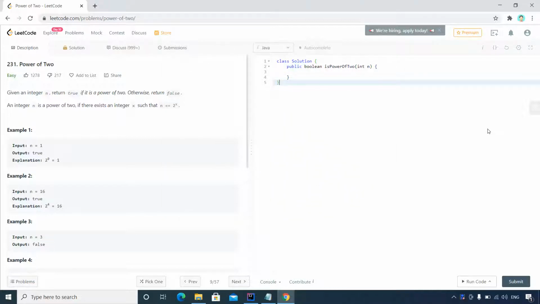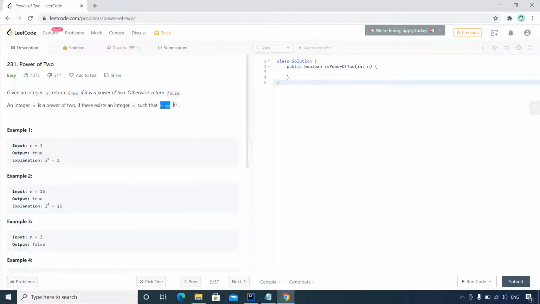Hi, so let's begin to solve the 231st problem, power of 2. It's a problem from the topic of bit manipulation. It has many different solutions, but I would like to tell about how to solve it using bit manipulation. So the problem states that an integer n is given and we should return true if it is a power of 2, otherwise we should return false.